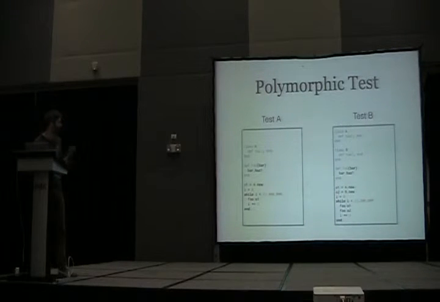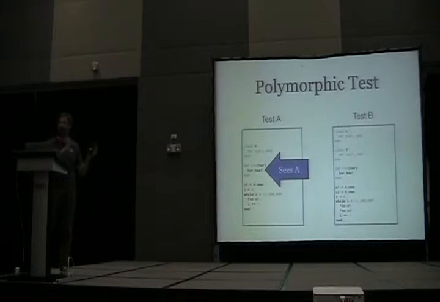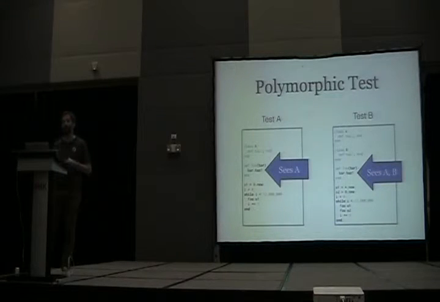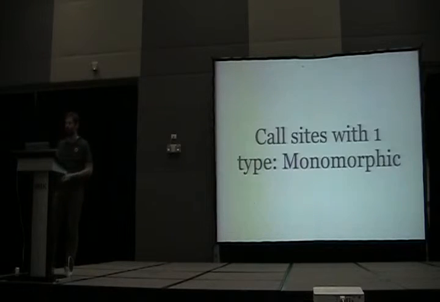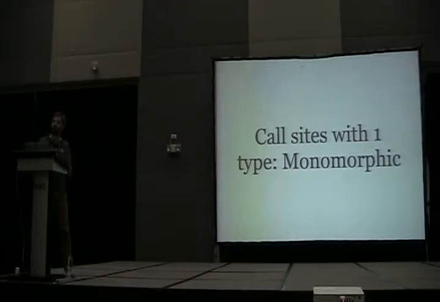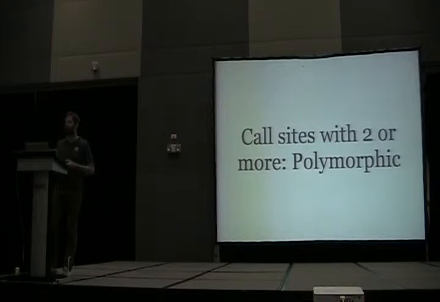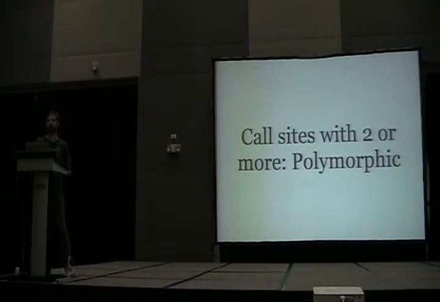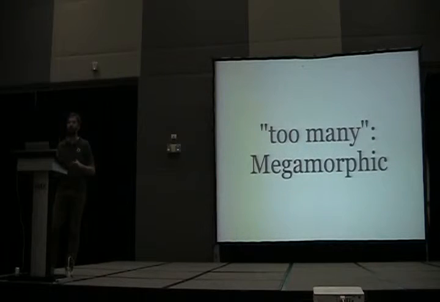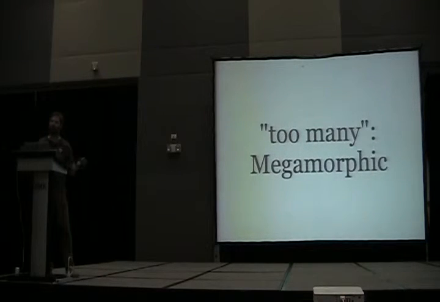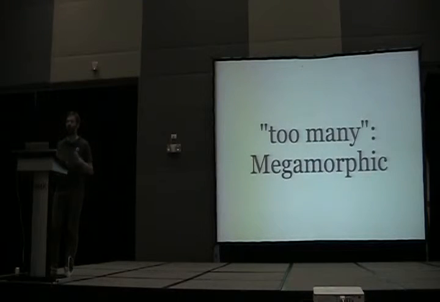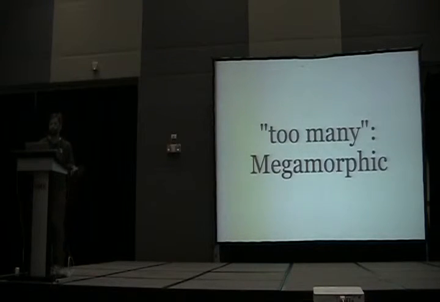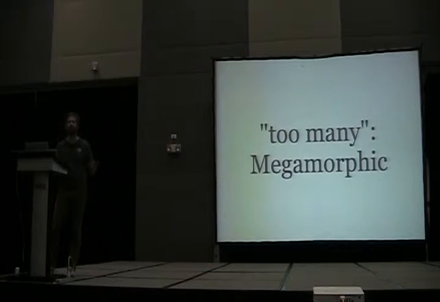So we can say that on the left-hand side, this call site always sees type A, where the one on the right sees type A and type B. We have two types at that particular call site. Call sites with one type, we can refer to as monomorphic. It means they see one type. When we see two types or more, we can call those polymorphic sites. Now, if there's too many types, we can call that megamorphic. And too many, I'm putting that in quotes, because what does too many mean, right? How many is too many? We'll talk about that in a bit, but too many means megamorphic. So these are some vocabulary words you might need to know.